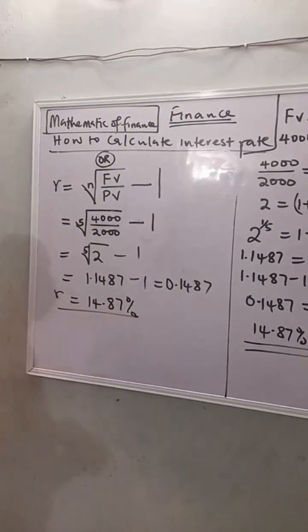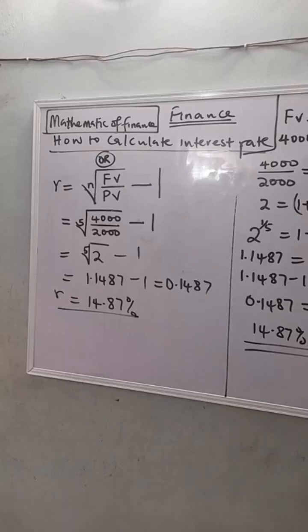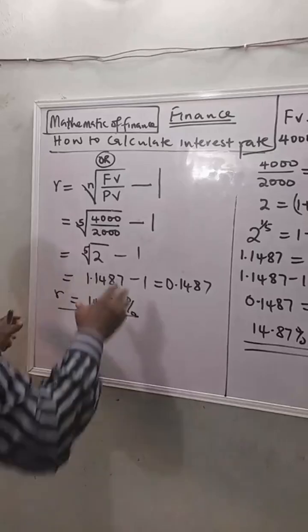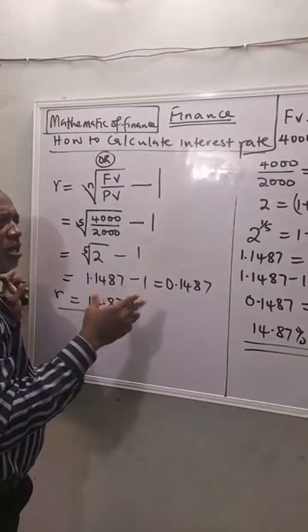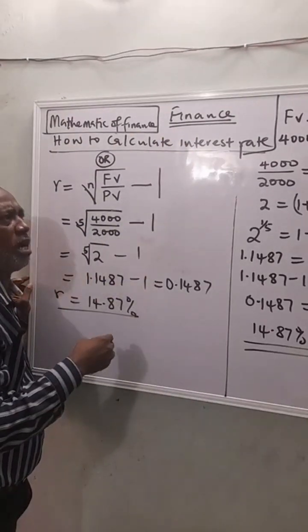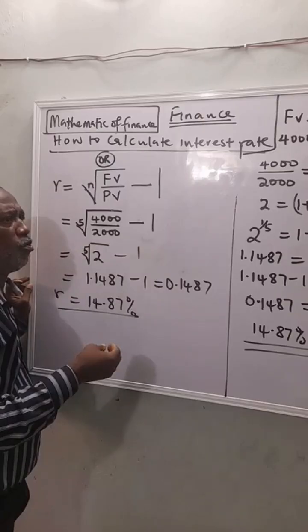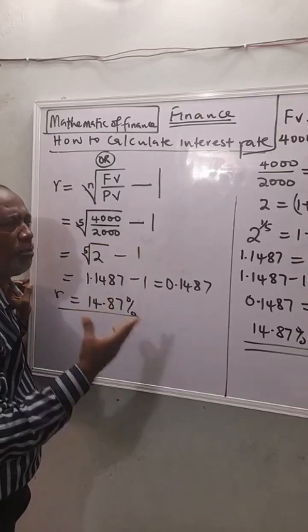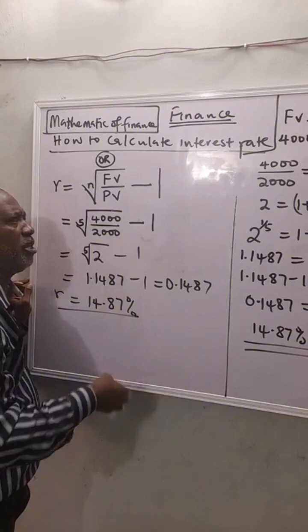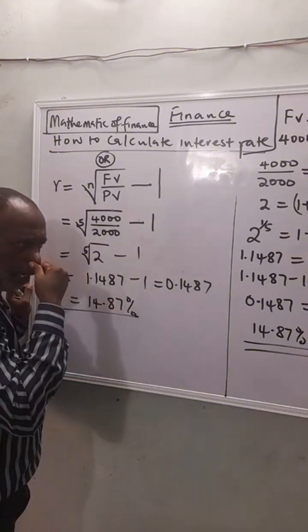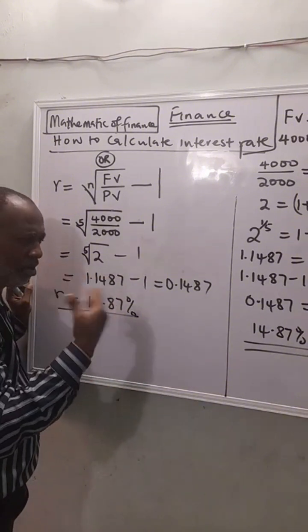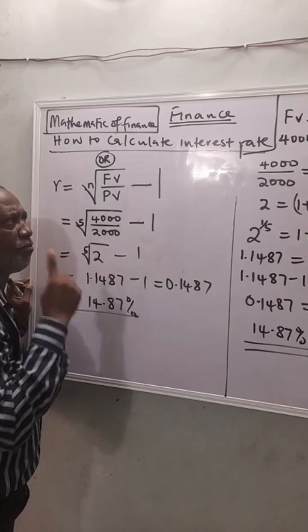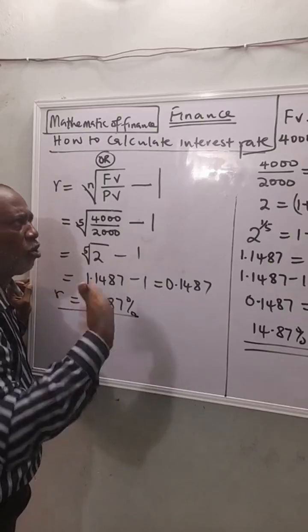Any of the two methods can be administered, and you will get the same result. So when you're asked to calculate interest rates, when it comes to mathematics of finance, in the previous class we looked at mathematics of finance. We looked for future value of money, future value of money compounding yearly, future value of money compounding quarterly, and all the rest of it. We also looked at future value of money compounding continuously.